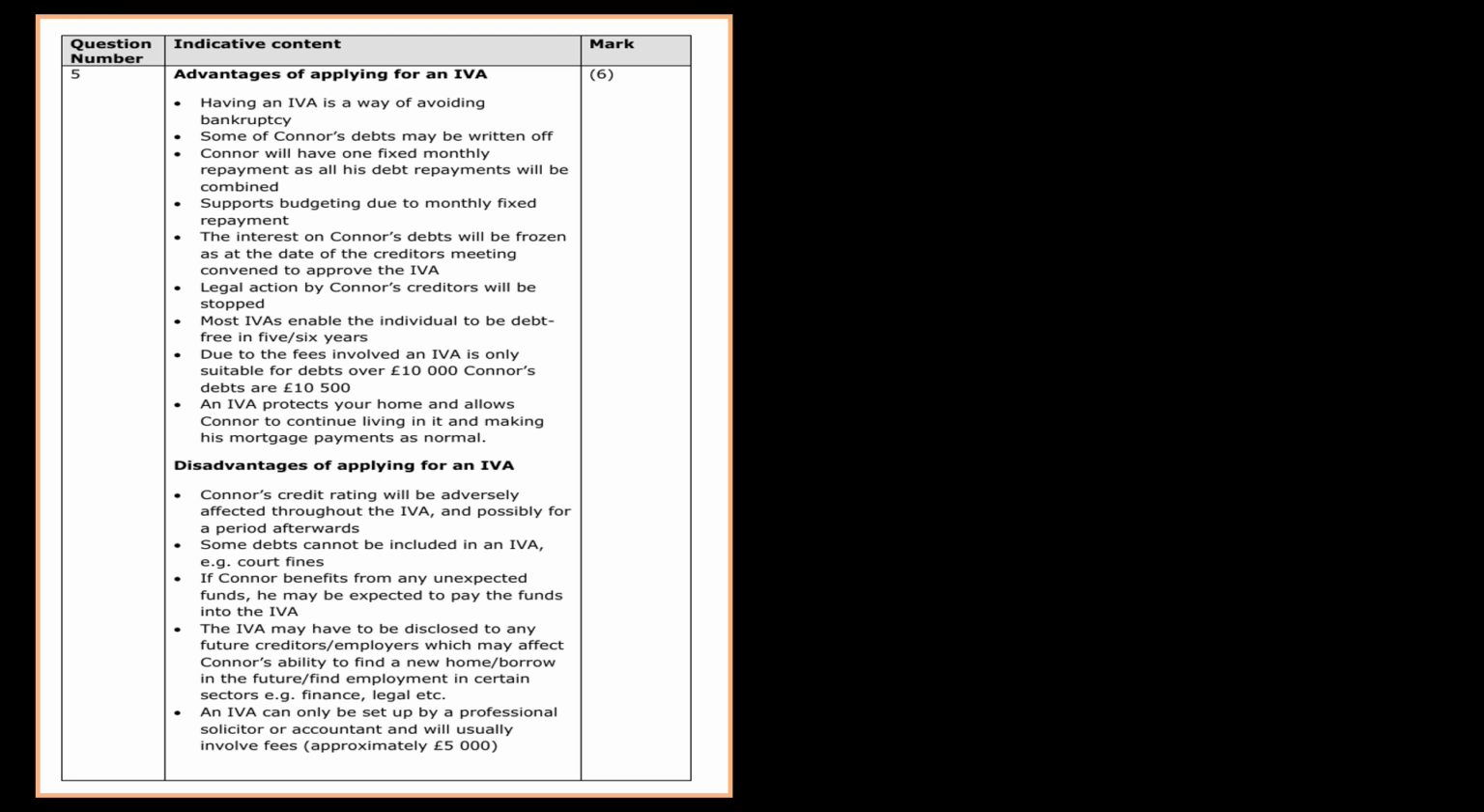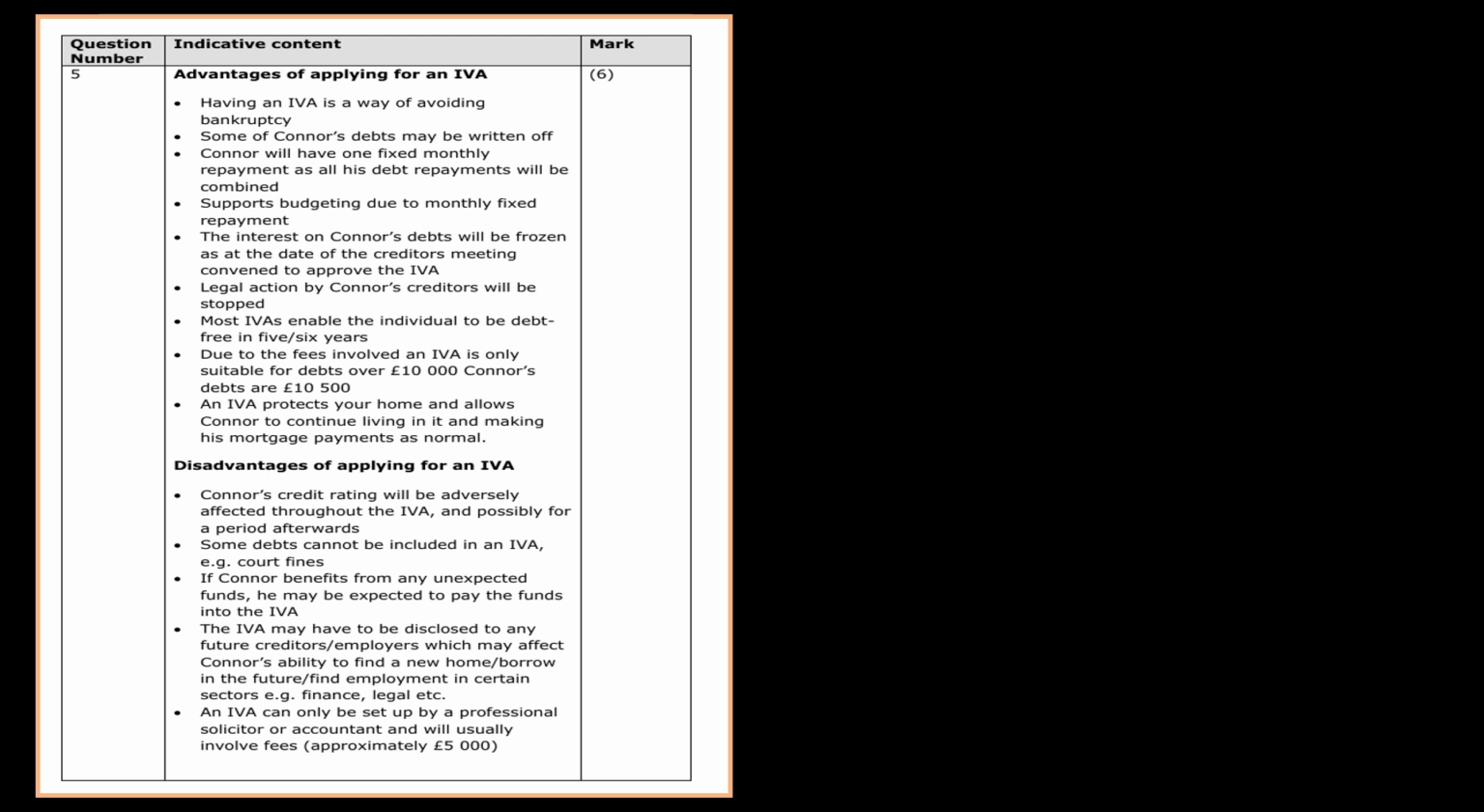Having an IVA is a way of avoiding bankruptcy. Well, of course it is. Yes, that is very, very true. So you could have had that. Some of Connor's debts may be written off. Could be, depending on the scenario and where his debts are. Connor will have one fixed monthly repayment, as all his debt repayments will be combined. That is true. That is definitely an advantage of an IVA. It puts you back in control of your finances.